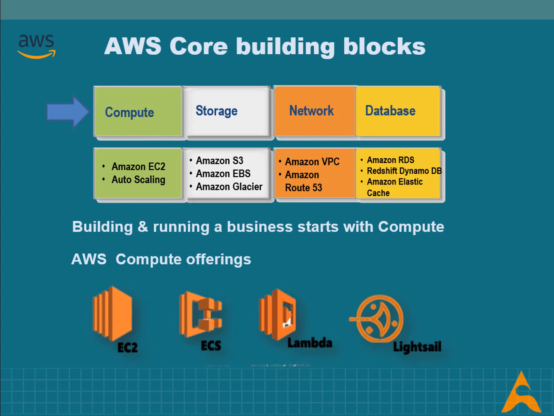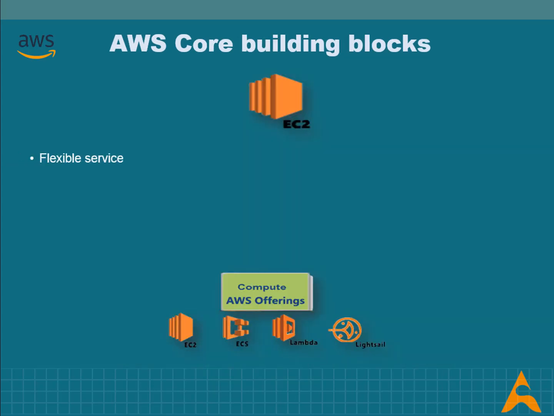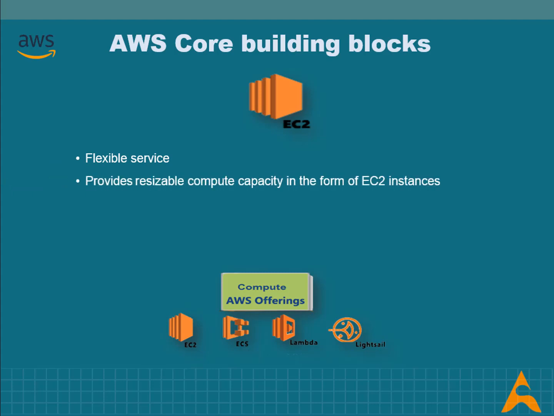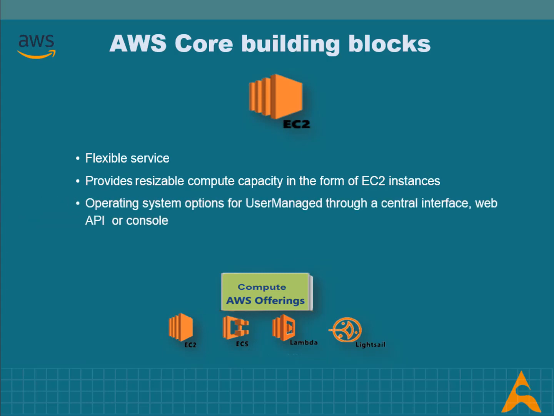EC2 is a flexible service that provides resizable cloud-based compute capacity in the form of EC2 instances, which are equivalent to virtual servers. Users can choose the operating system and can commission one or thousands of instances simultaneously, pay only for what is used, and manage them through a central interface through a web API or through a console. Session 2 of this module will give entire details of EC2 with lab. Here it is a brief introduction of AWS architecture.